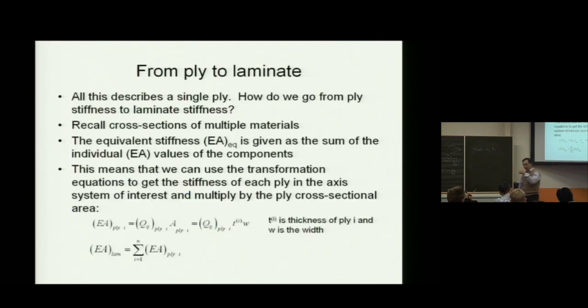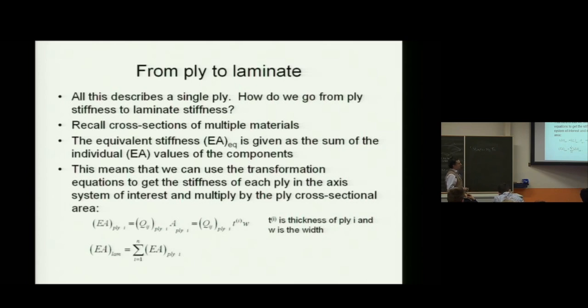So we defined a single ply, we defined the stresses and strains and the corresponding stiffnesses that relate stresses and strain in a single ply, whether the axis system is aligned with the fibers or is not. Okay, now we are ready to build up and create a whole laminate and put all these plies together.